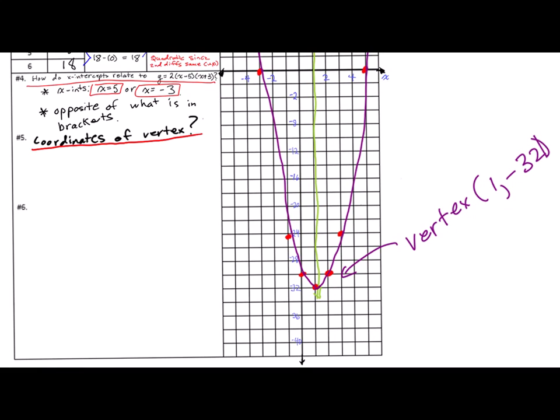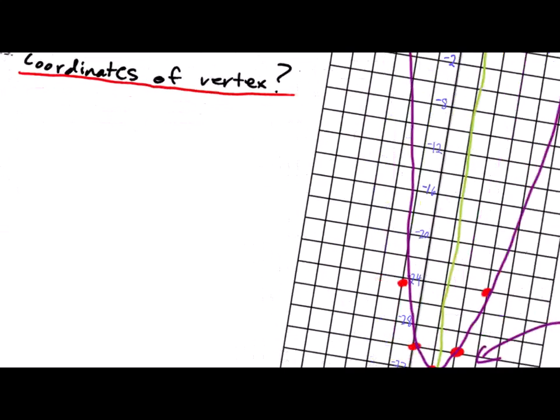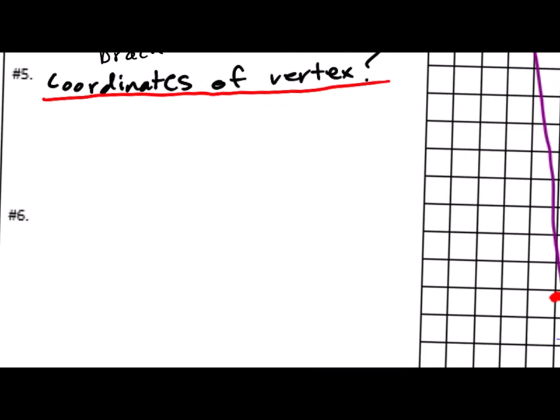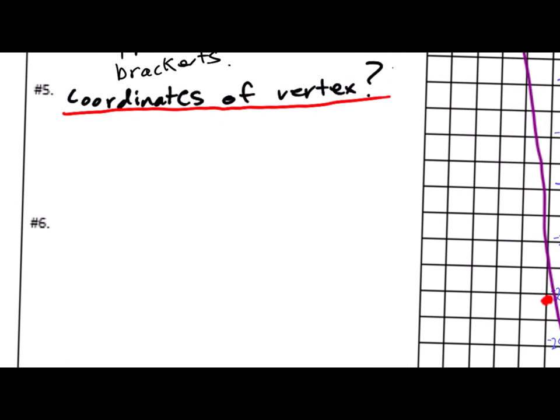The next question that we have to take a look at is, what are the coordinates of the vertex? And we found the coordinates of the vertex to be (1, -32). Now, the key concept we should get from there is that when we were doing our table of values, we noticed that the second differences were positive. So our graph opened up, right? Because they were positive, it opened up.